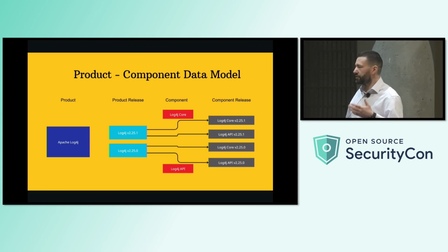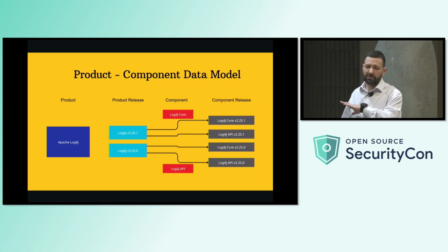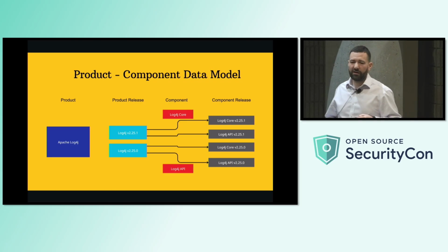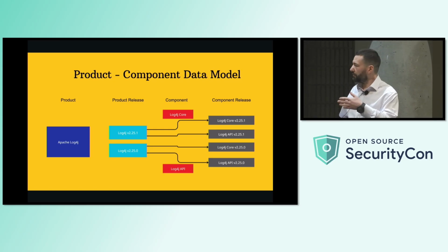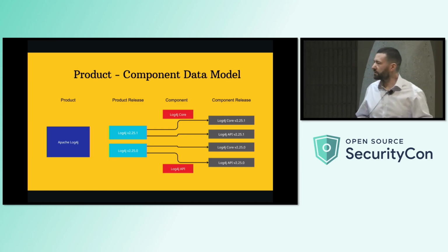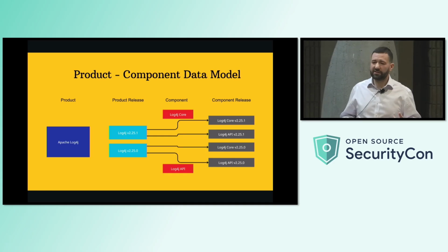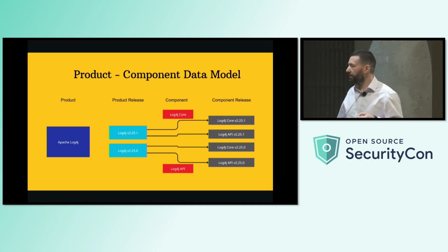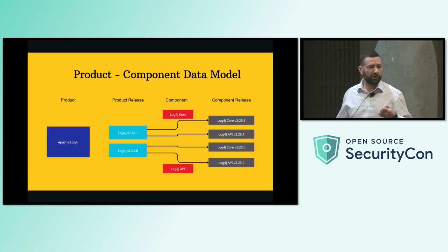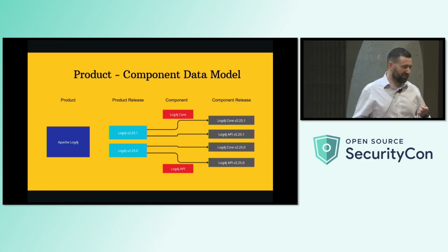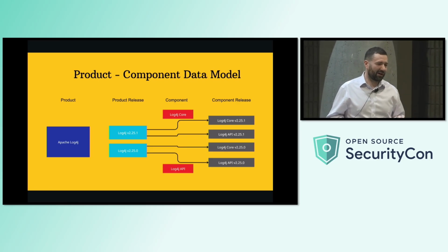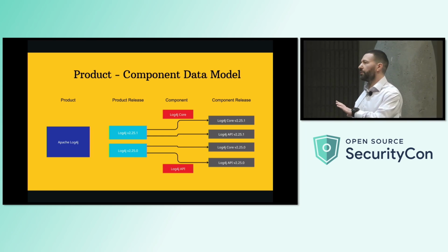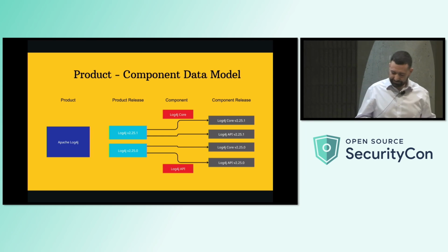So Log4j actually has more components, but these two are the main ones. So it's Log4j core and API. I didn't want to clutter the slide, but the idea is the same. It may have many more components than two. And also, between different releases of your product, the components may actually change. So it's totally possible to replace a certain component with another one. So this product component model totally supports that.